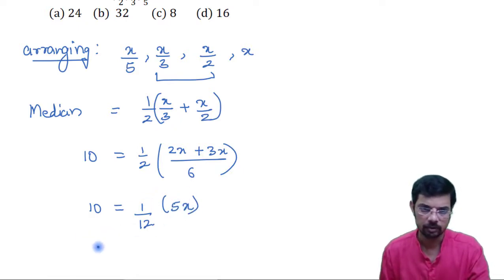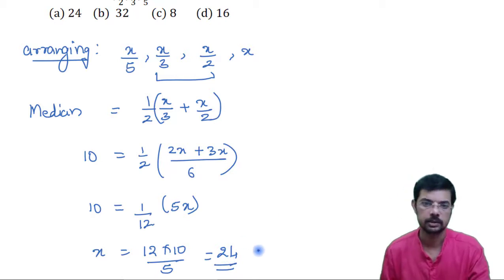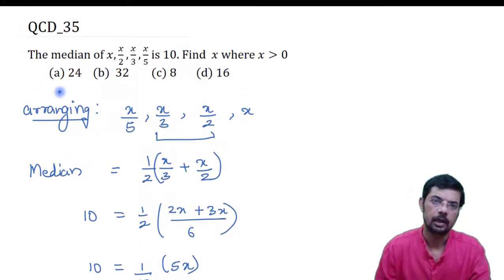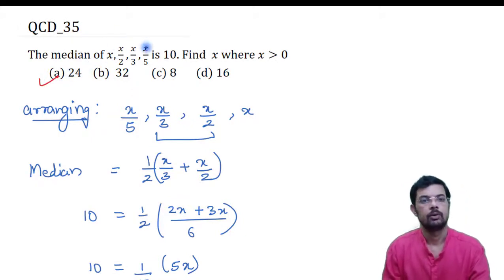So x will be equal to 12 by 5 into 10. So that is 12 into 10 by 5, and that is equal to 5 2s are 10, 12 2s are 24. So x is equal to 24 is your correct answer. Option A, 24 is the correct answer. That is the value of x.